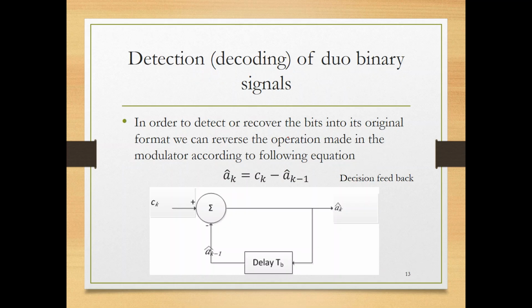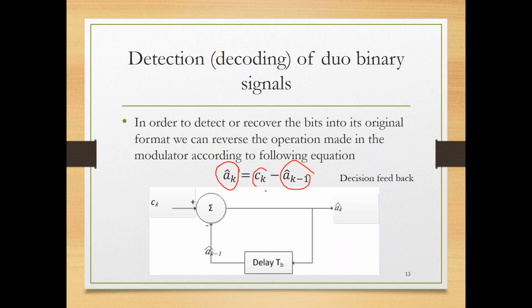So now, in order to detect or recover the bits, we talked about the transmitter. Now we need to talk about the receiver. And I told you, whatever you do at the transmitter, at the receiver is the opposite. To detect or recover the bits into their original format, we can reverse the operation made in the modulator according to the following equation. At the transmitter, CK was equal to AK plus AK minus 1.